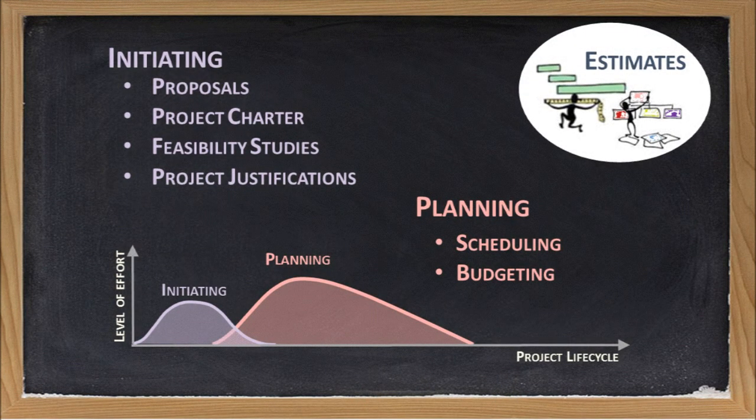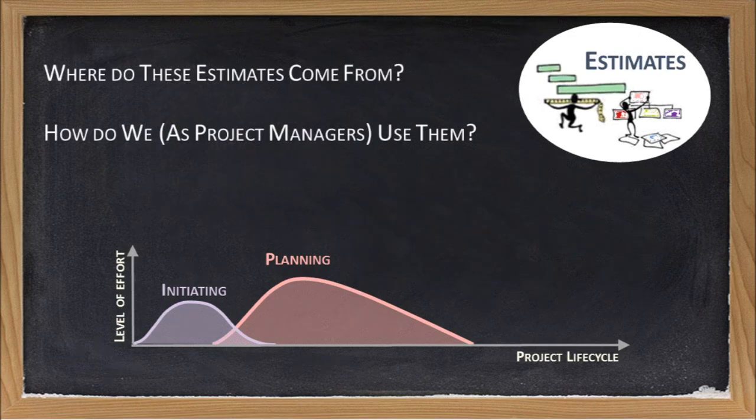In reviewing document requirements for the early stages of project lifecycle, you may have already encountered several documents where estimates form key components. During the project initiation phase, the budget and schedule elements of the project proposal, feasibility study, justification, and the project charter are all based on estimates. During the planning phase, these estimates are refined and improved, but often remain essentially estimates. Given that project managers work with estimates so much, students often ask me, where do these estimates come from, and how do I use them effectively? These questions will form the basis of this video.